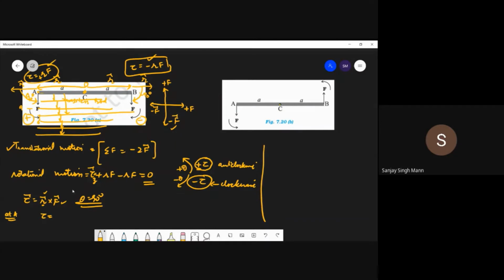So now let us look at this case. Will there be any translational motion? Yes, this is negative F in the downward direction, and this is positive F. So equal and opposite forces. The net force along the Y direction is 0 here, plus F minus F. Yes, they cancel each other out. So we have translational equilibrium.